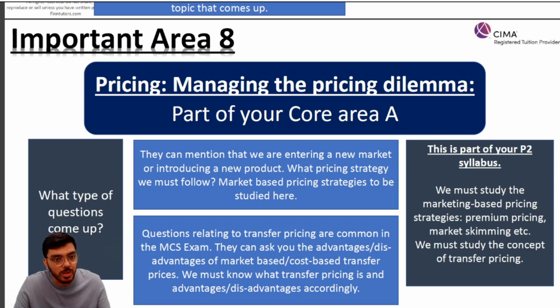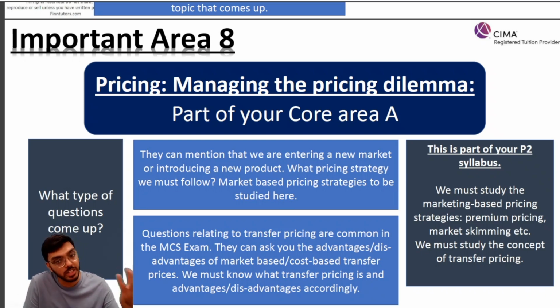What type of pricing questions can come up? They can mention that we are entering a new market and introducing a new product. What pricing strategy can we follow? Should we stick to our current pricing method, which you'll know from the pre-seen analysis, or do you need to suggest a different pricing method? Over here, market-based pricing strategies have to be studied. Your premium pricing, market skimming, these are strategies explained in P2 which you must be clear about.